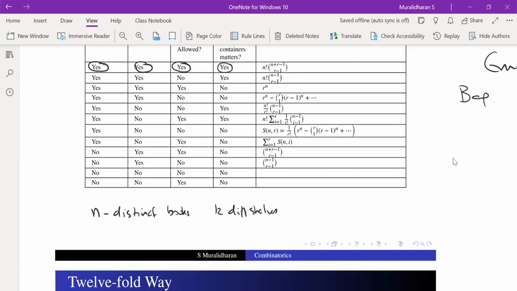So I have to arrange n distinct books into k shelves. Order matters anyway. Empty is allowed, let us say.